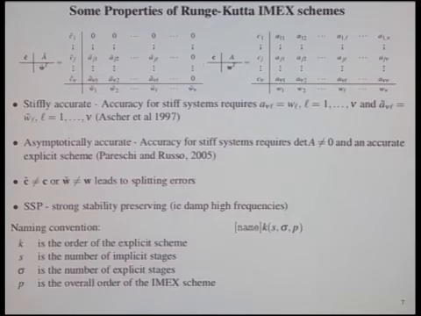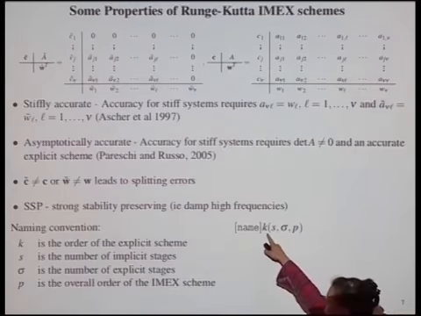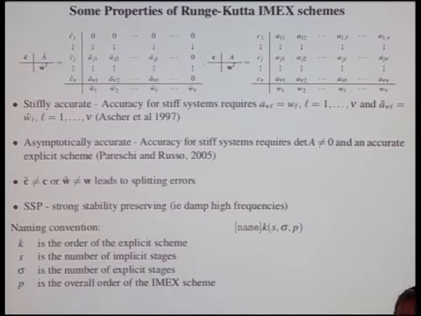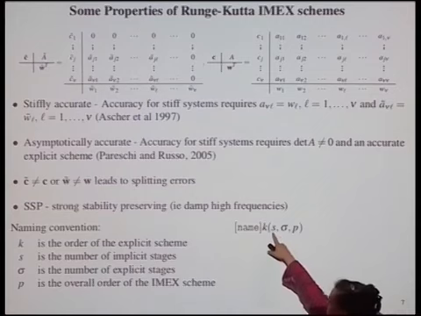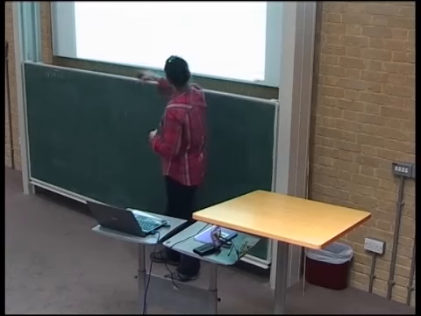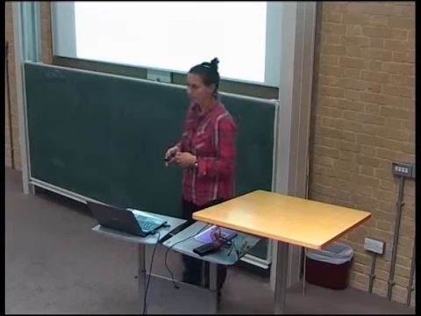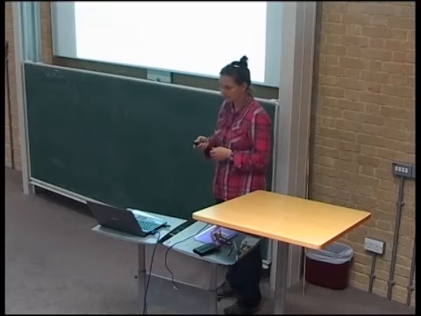So there's a naming convention for the schemes. I've got a name, and then K, the first number, is the order of the explicit scheme, which we're concerned with because we want, for example, the advection or the slow waves to be accurate. Then the number of implicit stages, which is going to dictate how expensive it is, the number of explicit stages, and the overall accuracy of how the implicit and explicit combined.